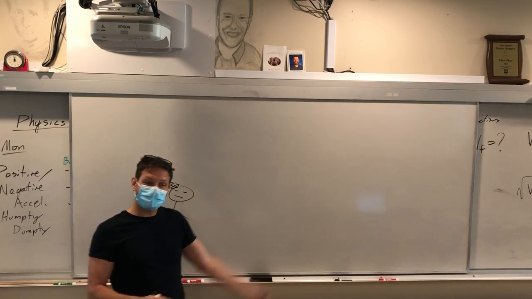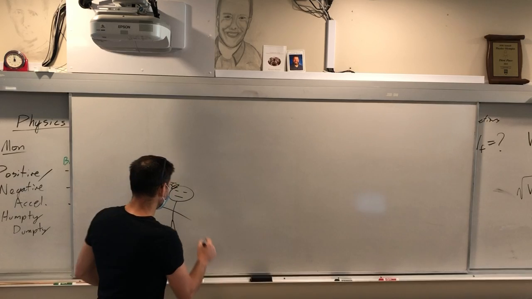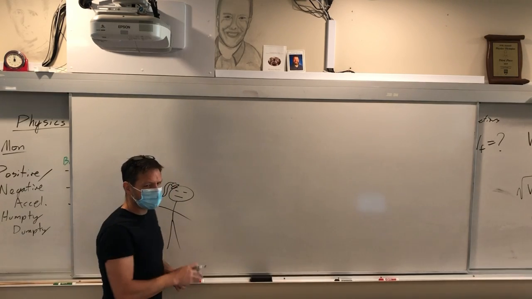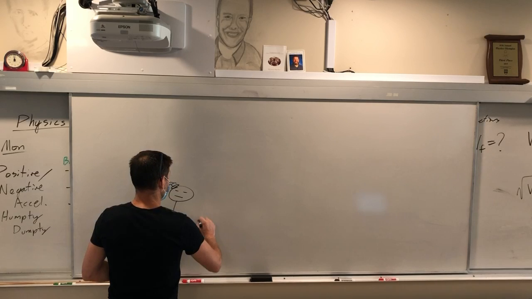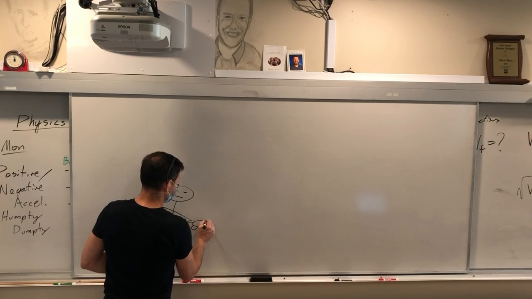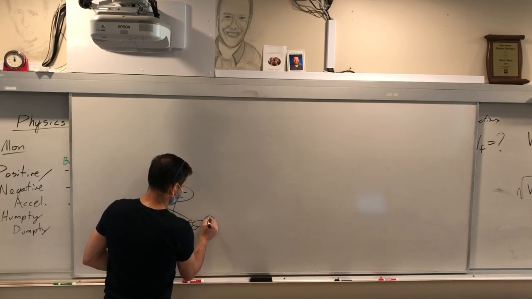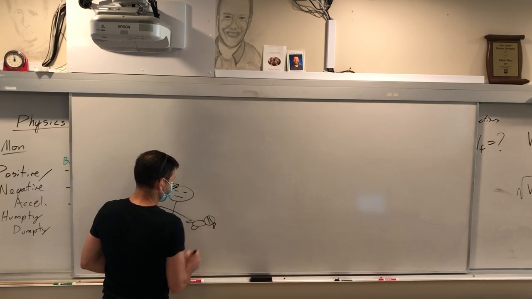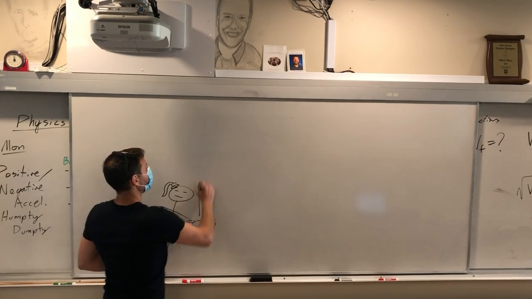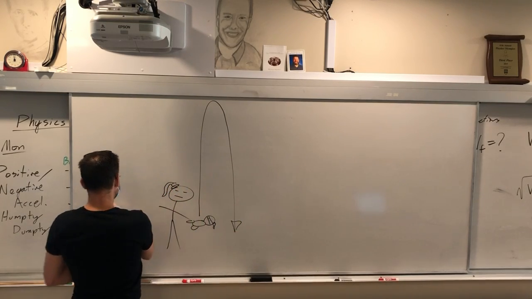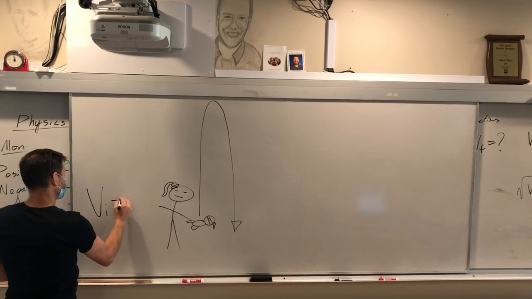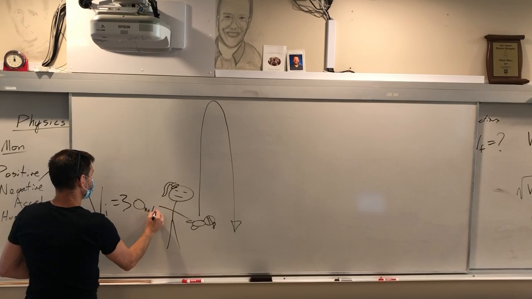And he throws his ninja doll up, with an initial velocity of 30 meters per second. So he's got his little... He throws his ninja doll up and comes down, okay? And the VI equals 30 meters per second.